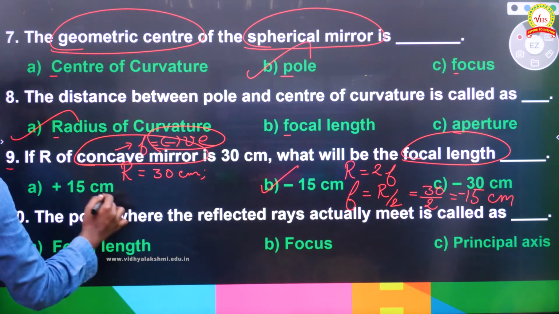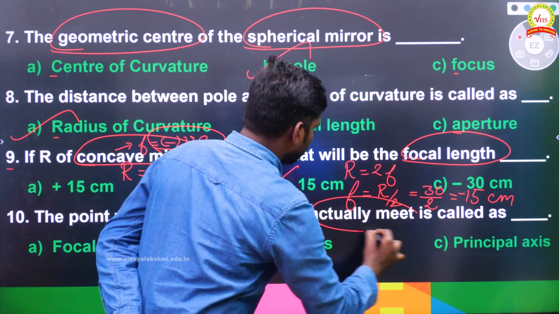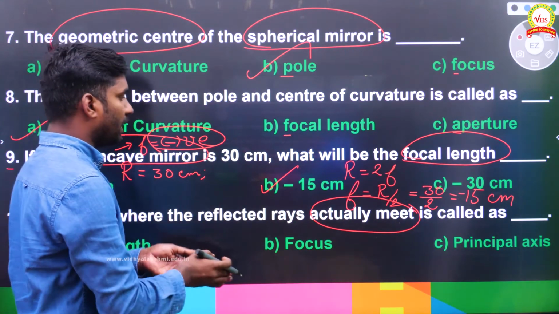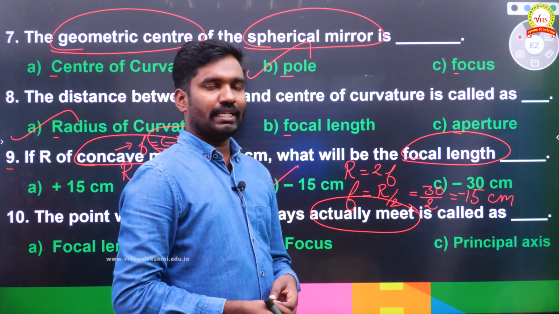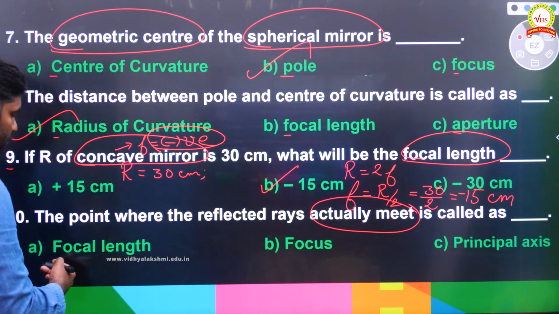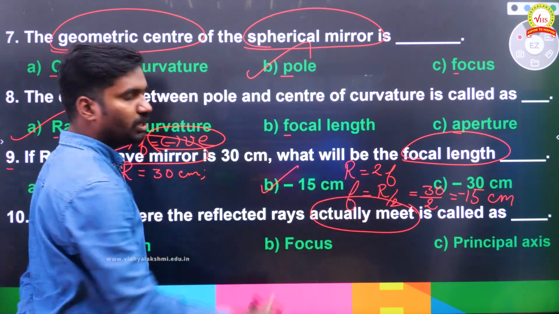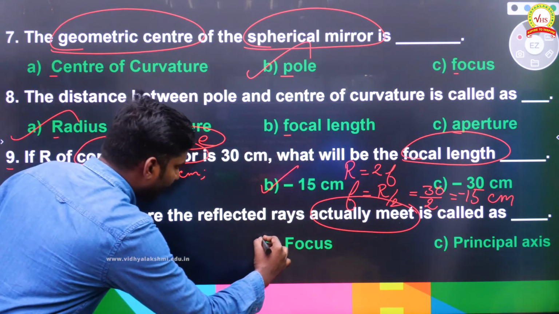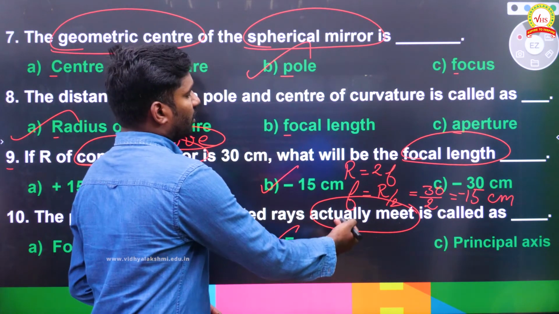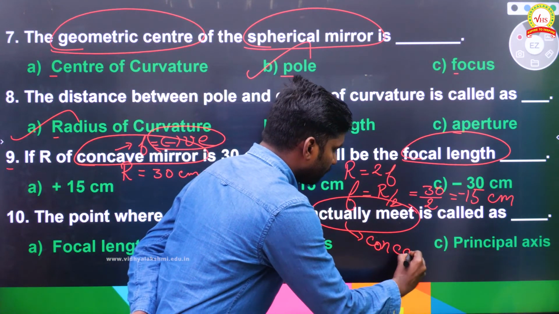And last question, the point where the reflected rays are actually meeting along the principal axis is called as dash. Option A they gave as focal length, B as focus, and C as principal axis. So what will be our answer? Our answer will be focus. Clear? Here the reflected rays meeting is in the case of a concave mirror.